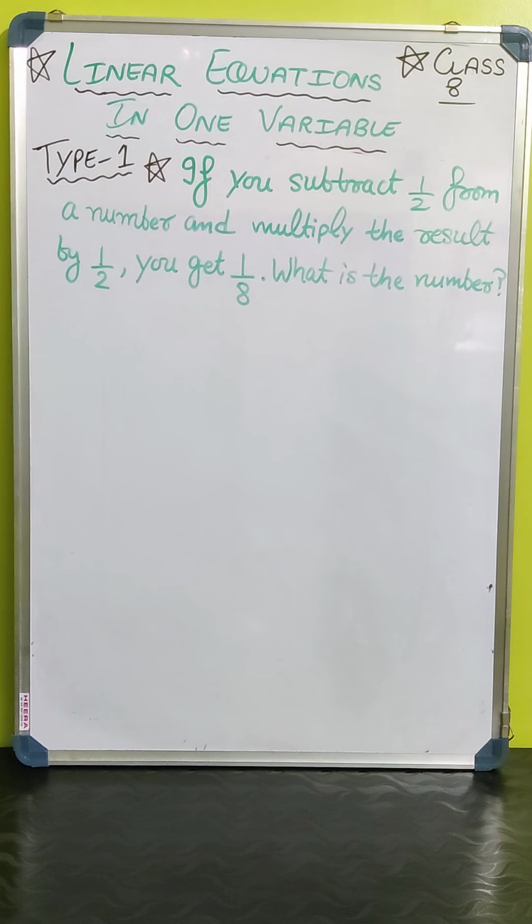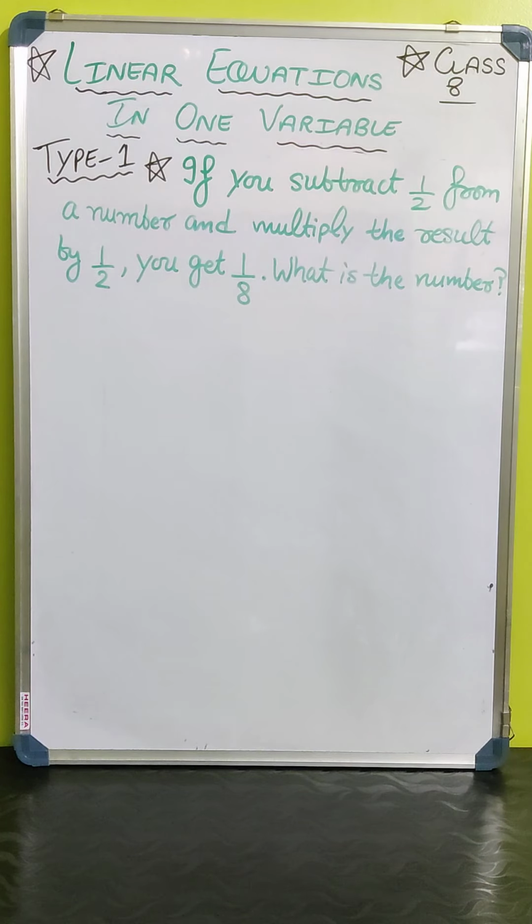These questions are from your NCERT books, from different exercises, some from 2.2, 2.4, 2.5, and 2.6. So the first question is: if you subtract 1 by 2 from a number and multiply the result by 1 by 2, you will get 1 by 8. So what is the number?